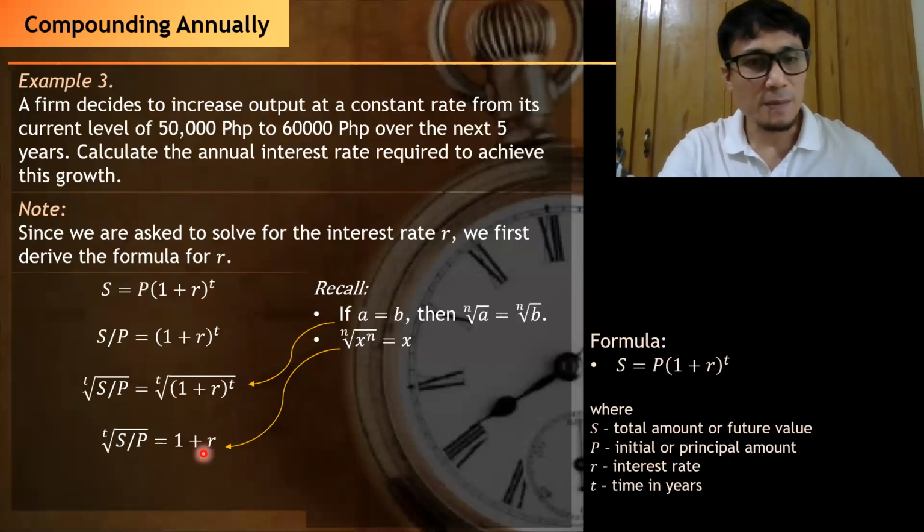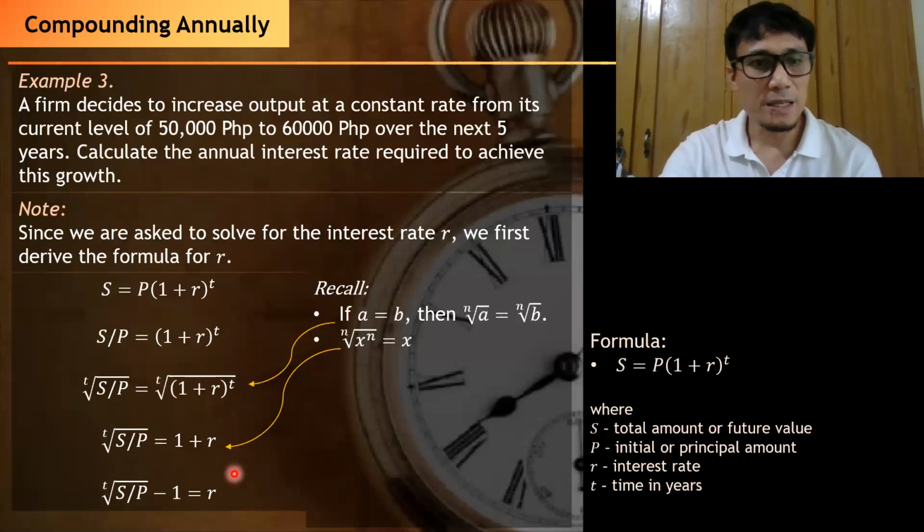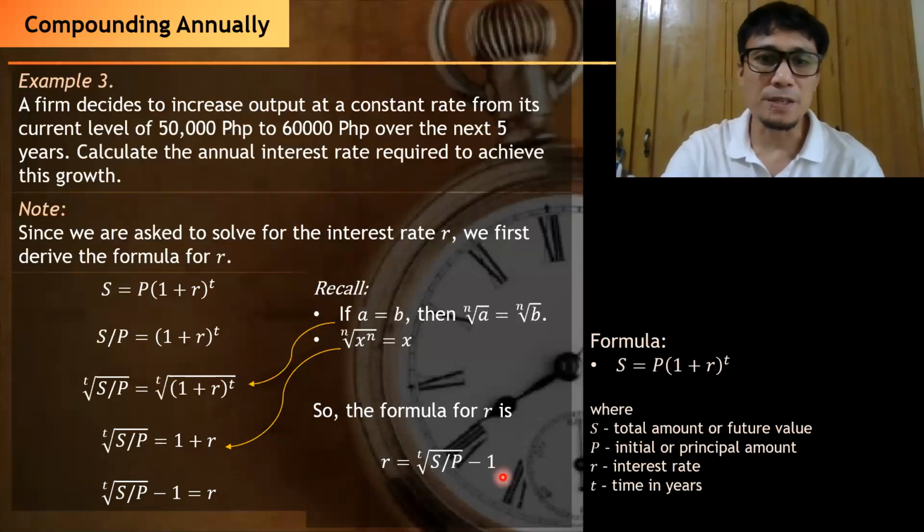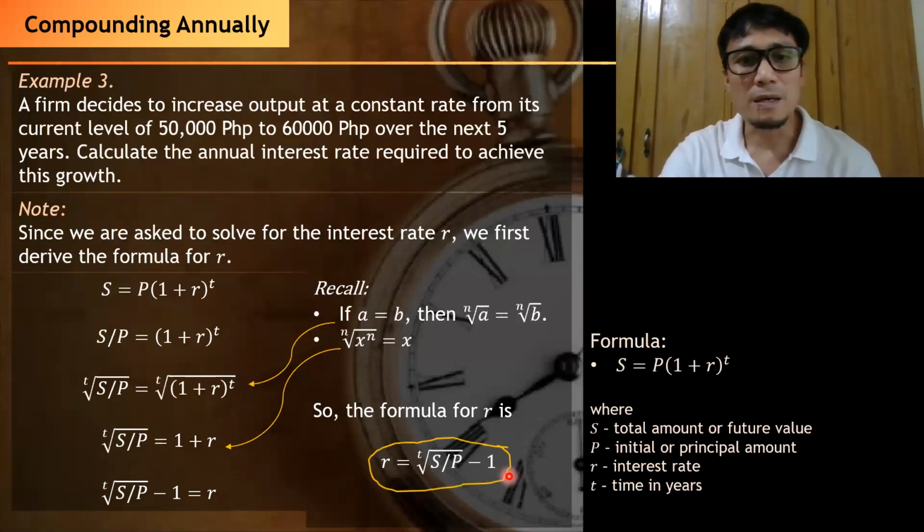And how do we do that? You can just subtract 1 from both sides. So that means R is equal to the T root of S over P minus 1. So the formula for R is therefore given by the T root of S over P minus 1.